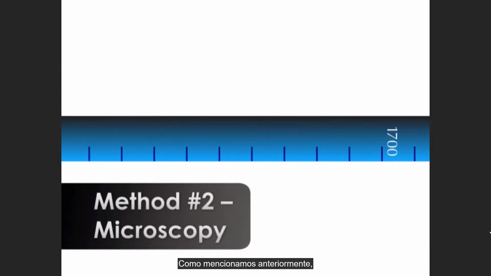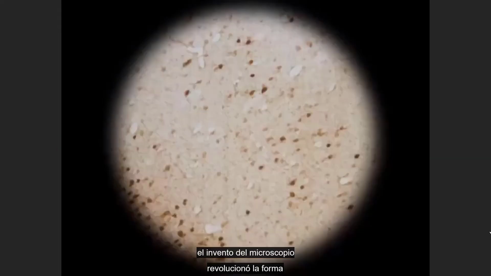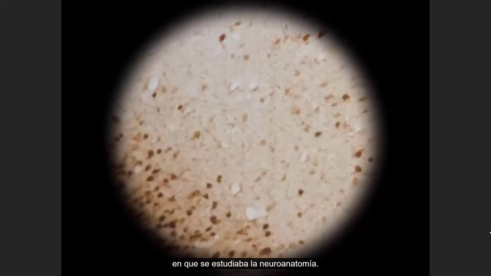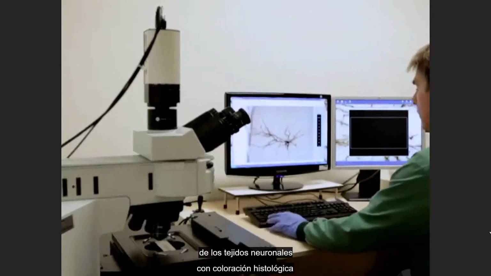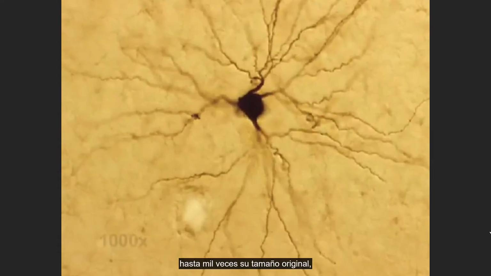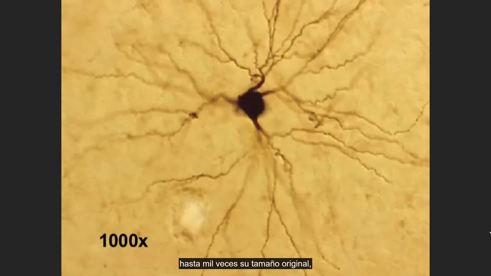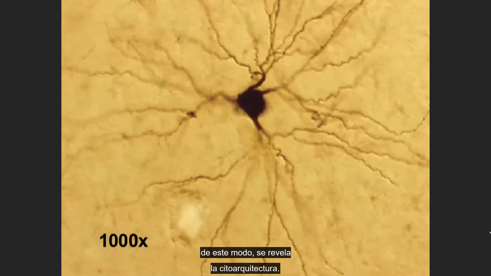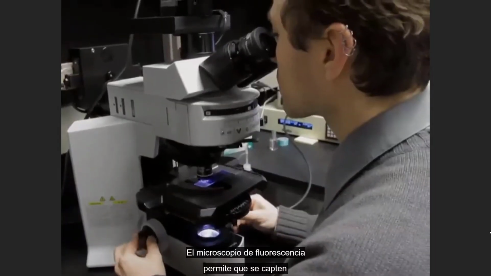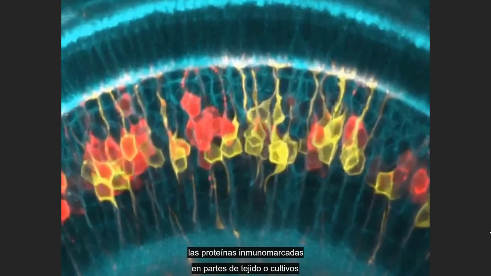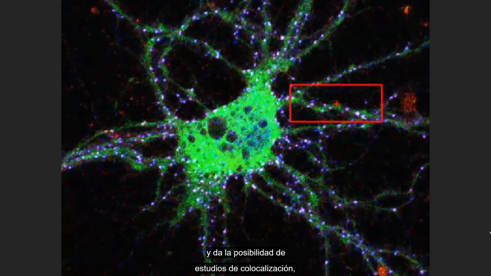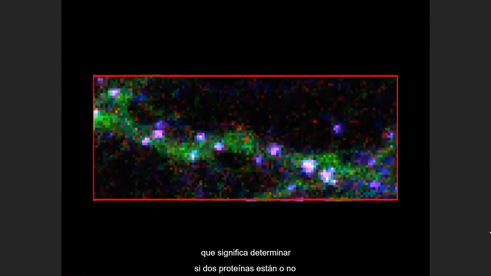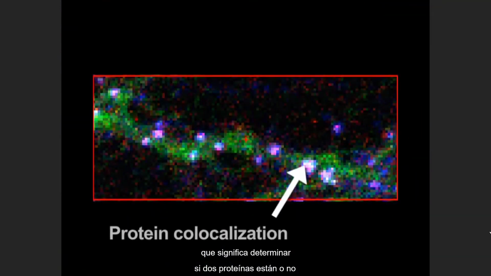As we mentioned previously, the advent of the microscope revolutionized the way that neuroanatomy was studied. The light microscope enables histologically stained neuronal tissue to be imaged at up to 1,000 times its original size, thereby revealing cytoarchitecture. The fluorescence light microscope allows for immunolabeled proteins to be imaged in tissue sections or in culture and permits co-localization studies, which involve determining whether or not two proteins are in close proximity within a single neuron.